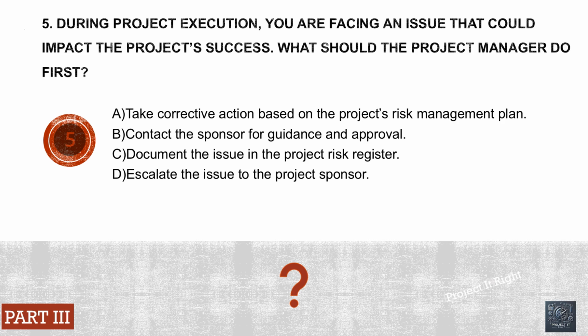5. During project execution, you are facing an issue that could impact the project's success. What should the project manager do first? A. Take corrective action based on the project's risk management plan. B. Contact the sponsor for guidance and approval. C. Document the issue in the project risk register. D. Escalate the issue to the project sponsor.